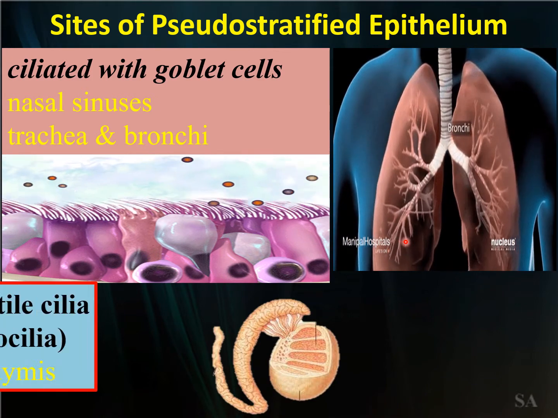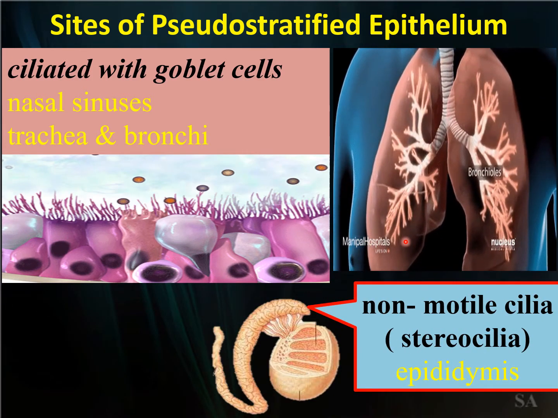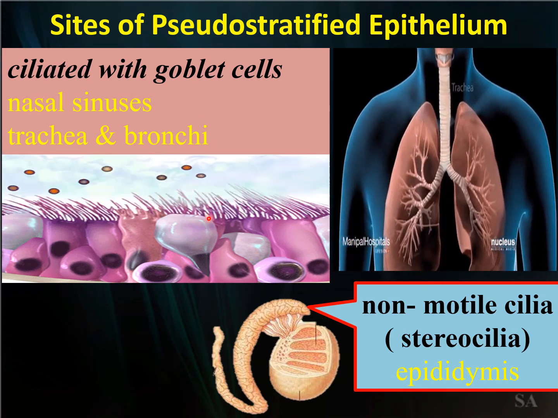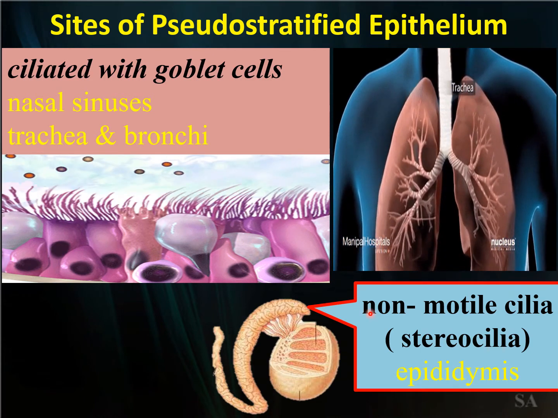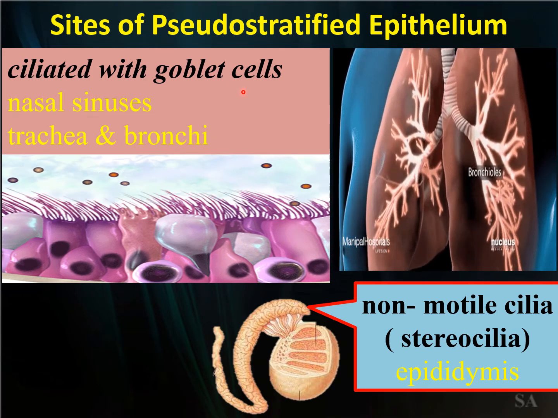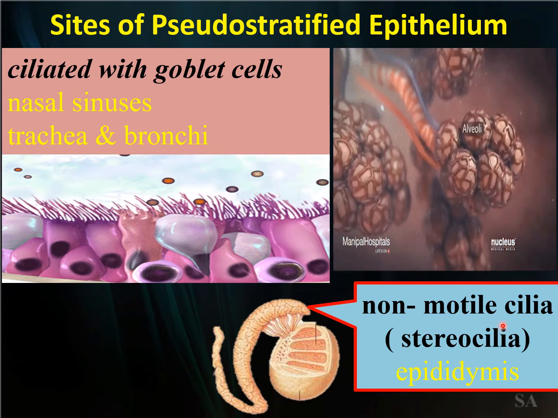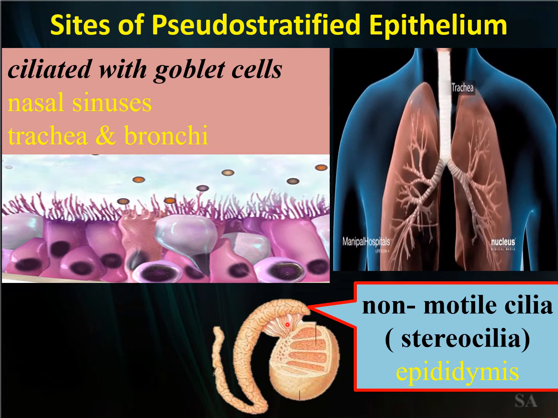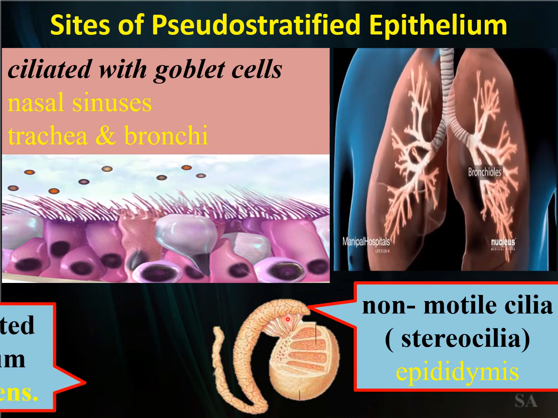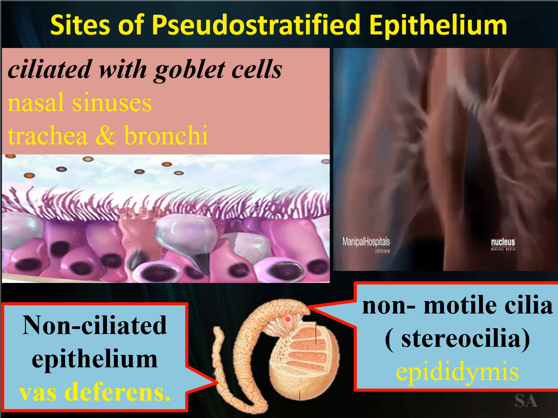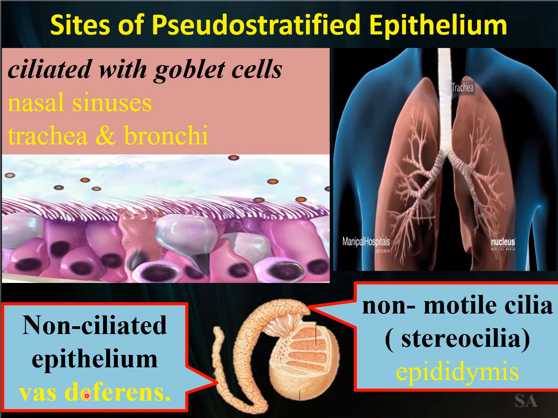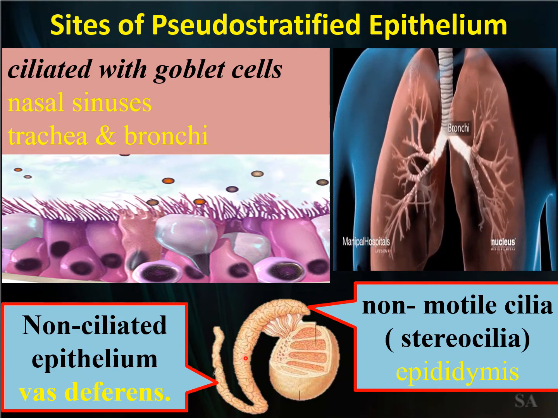The second type is pseudostratified with non-motile cilia. It has cilia, but these cilia are not motile. It is in the epididymis. These cilia we can also call stereocilia. So the first type is ciliated with goblet cells with motile cilia. Here we have non-motile cilia in the epididymis. These non-motile cilia are called stereocilia. The third type is non-ciliated. It has no cilia. It is present in the vas deferens. The epididymis and the vas deferens are two sites in the male genital system.